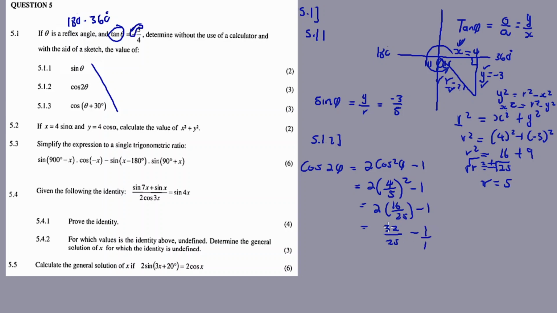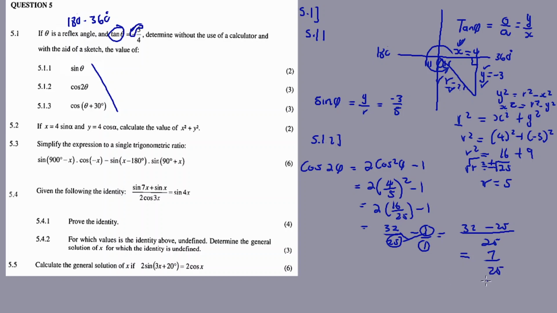You can use the butterfly method to simplify. 1 times 32 is 32, 25 multiplied by 1 is minus 25, divided by 25 times 1, which is 25. 32 minus 25, isn't it 7? So the answer is 7 over 25.